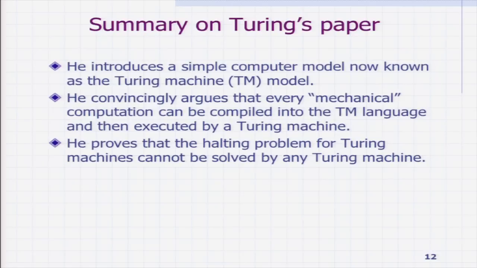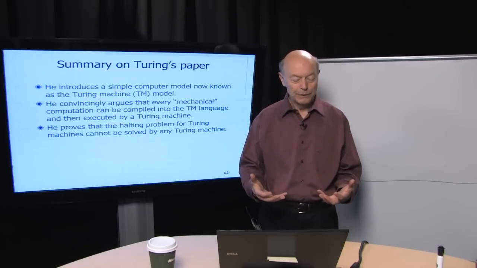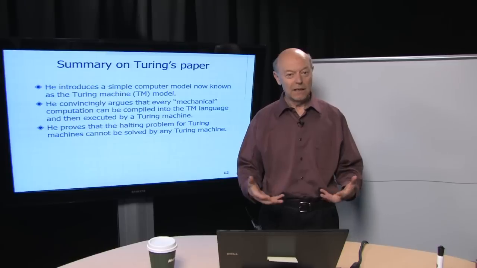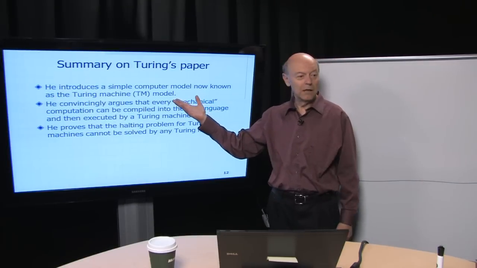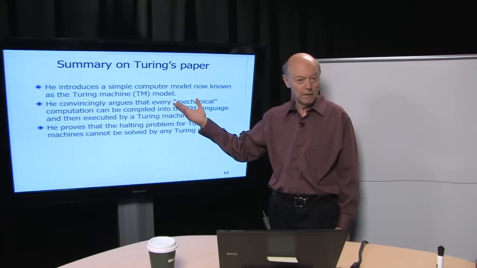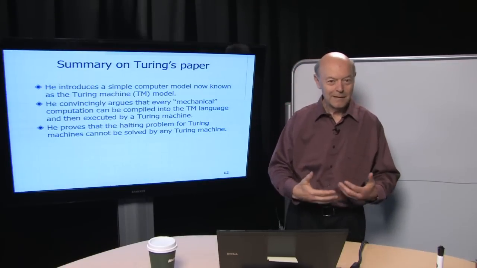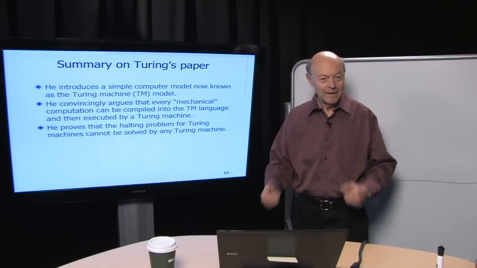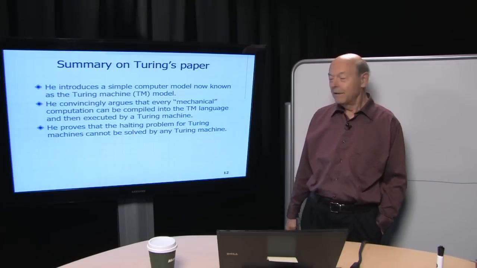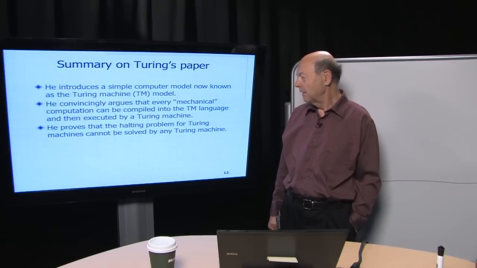I say convincingly argues rather than proves, because you can only prove something when you deal with purely mathematical objects. And here he winds up with a mathematical object, which is a Turing machine, but he starts with something vague and amorphous, and you cannot prove a theorem about this, but you can argue, and that is a wonderfully convincing argument that he gave us.